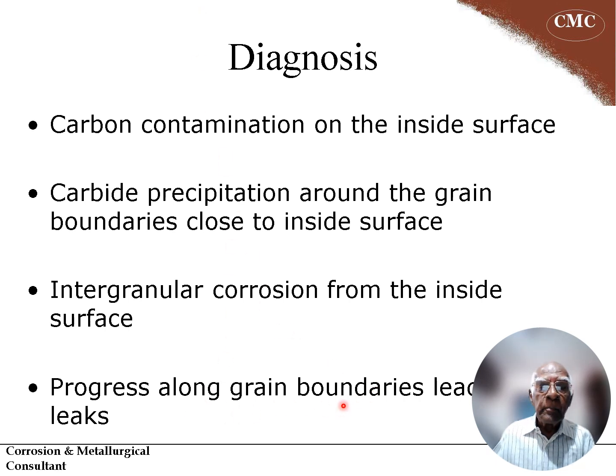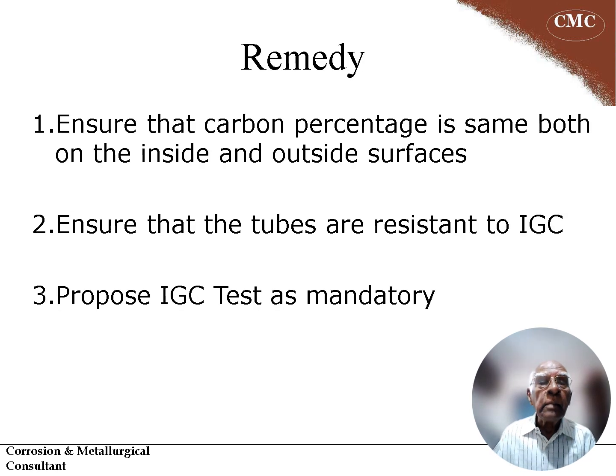So this is in summary. This is sort of a metallurgical defect. That's why it is called metallurgy-induced corrosion. The remedial measures: ensure that carbon percentage is the same both on the inside surface and outside surface, and it should be less than 0.08 on both sides. Ensure that the tubes are resistant to IGC. IGC means intergranular corrosion. They will become resistant once this carbon percentage is under control.